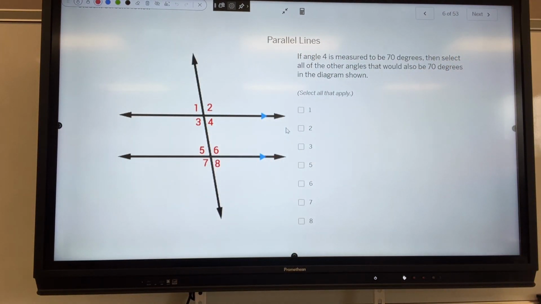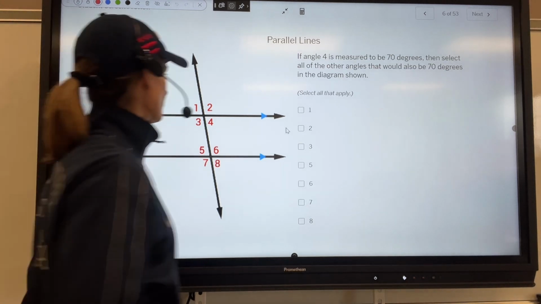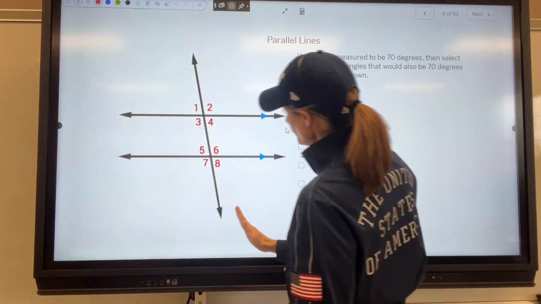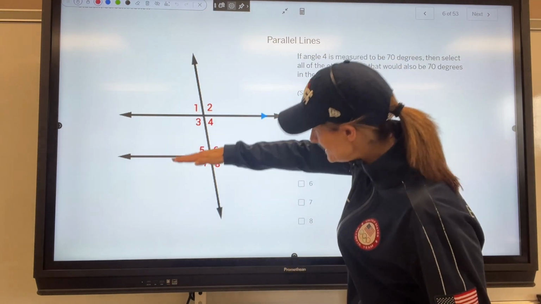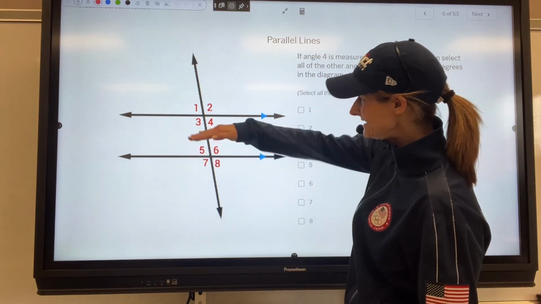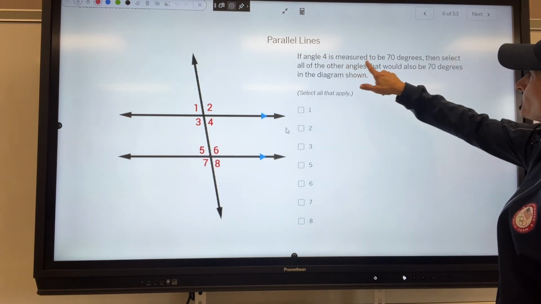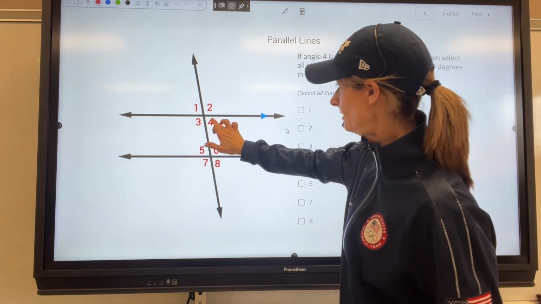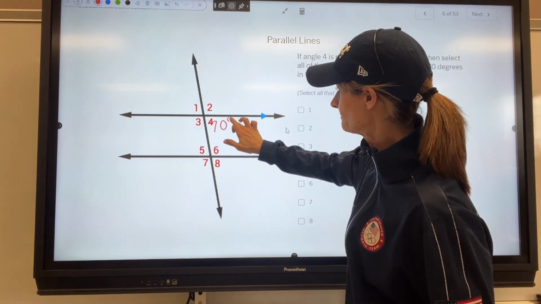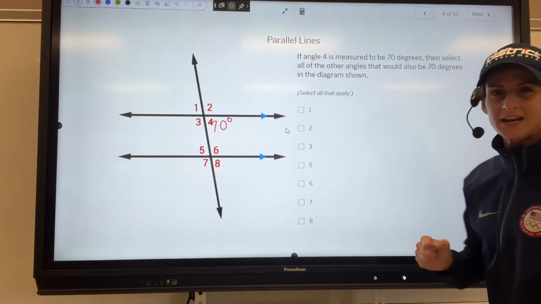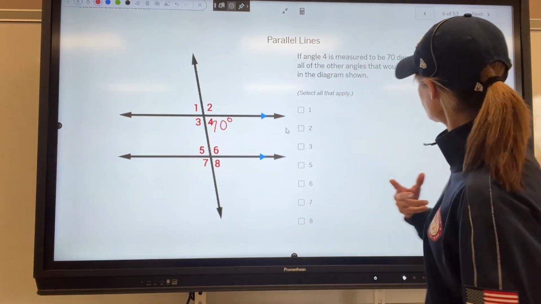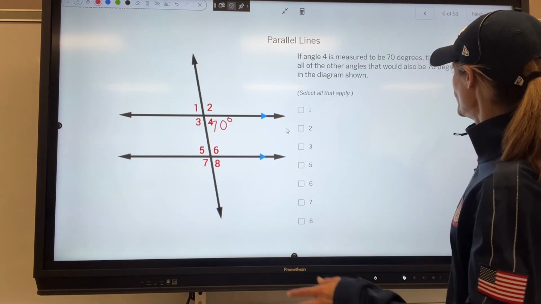Blue triangles tell us those two lines are parallel. Because those two lines are parallel, this transversal hits these two lines in the exact same place, the exact same angles. So if angle 4 is measured to be 70 degrees, so let me type that in here, 70 degrees, we kind of just did this in our example. Then select all the other angles that would also be 70 degrees.